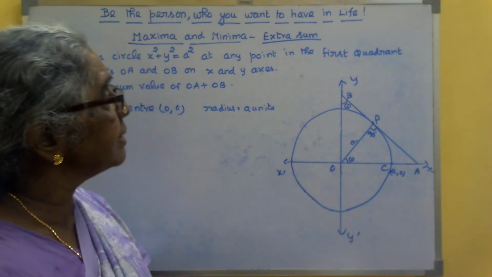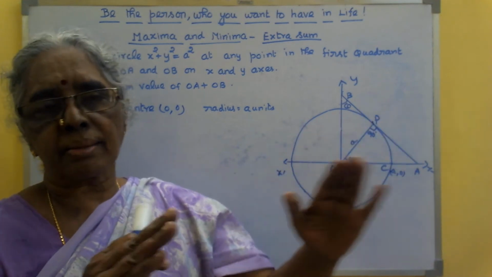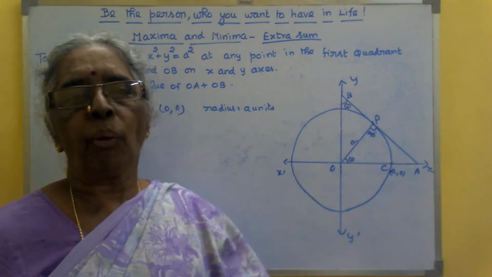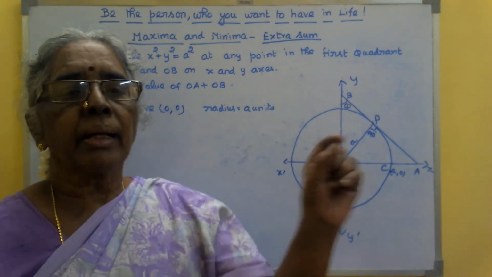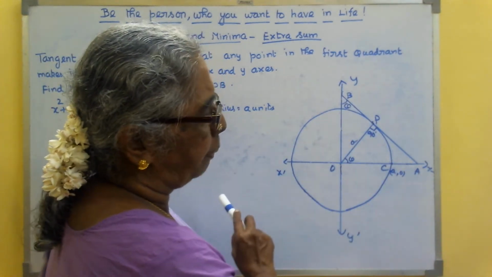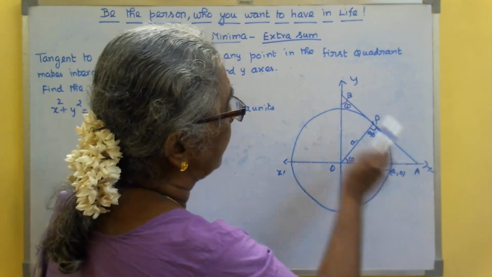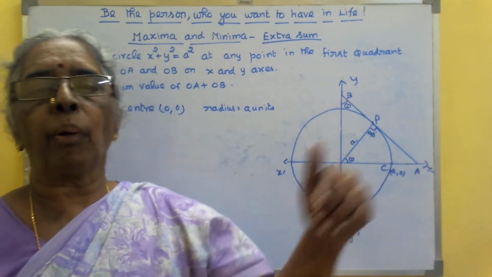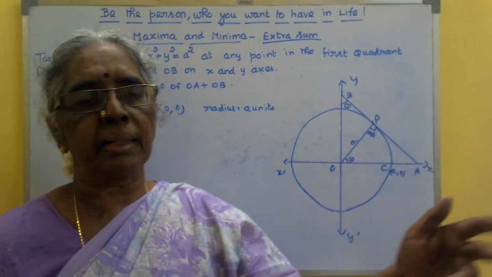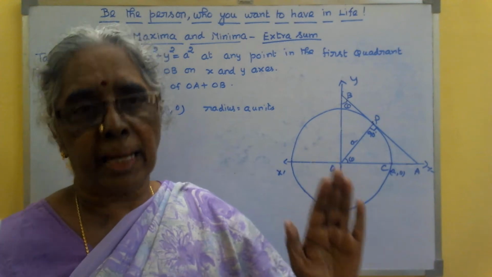Then it is given any point in the first quadrant on the circle is taken. So I have taken here P is a point on the circle in the first quadrant. I have drawn the tangent at the point P to the circle that is intersecting the x-axis at the point A and the y-axis at the point B. So you know OA is the x-intercept of the tangent and OB is the y-intercept of the tangent.